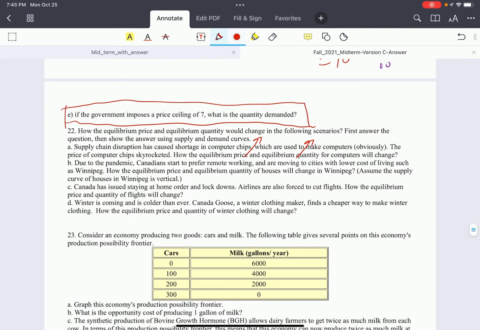And B says due to the pandemic, Canadians start to prefer remote working and they're moving to cities. Let's say a lot of them are moving to Winnipeg because it's cheaper here. How the equilibrium price and the equilibrium quantity of houses will change in Winnipeg. So here you can see that what changes is really this demand curve. And demand curve will shift to the right, which means normally it means quantity will be larger and price will be higher, right?